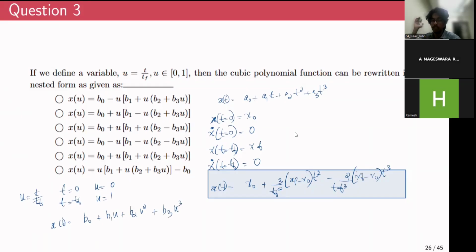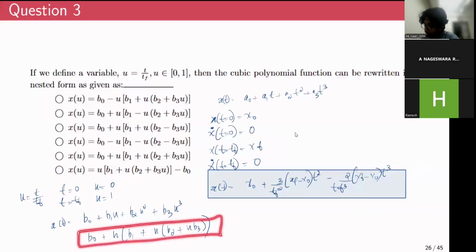And similarly, using the corresponding boundary conditions, you can obtain this b0, b1, b2, and b3. Again, you can also write this expression in a nested form as b0 plus u multiplied by b1 plus u multiplied by b2 plus u multiplied by b3, something like this. So if you expand this out, you will end up with this generic expression.